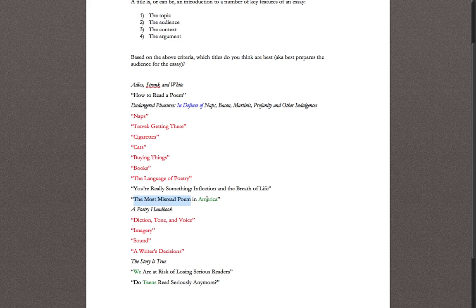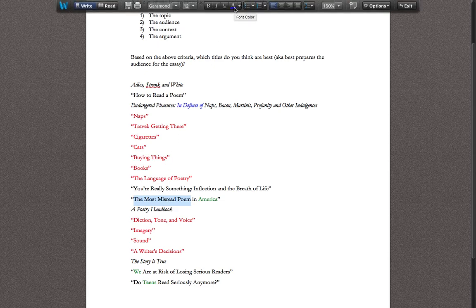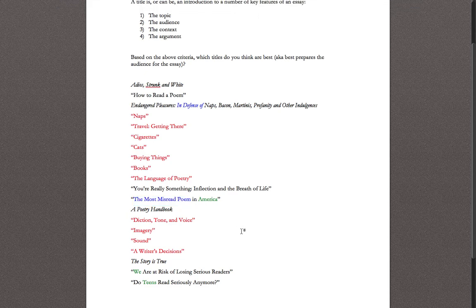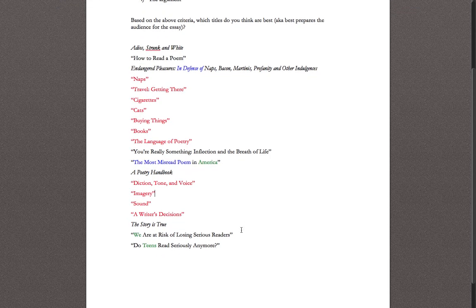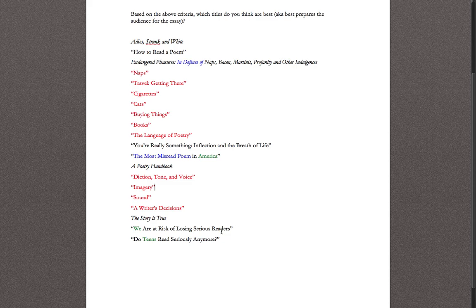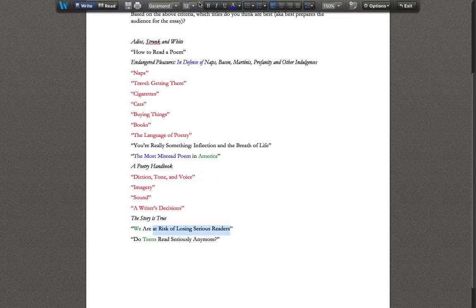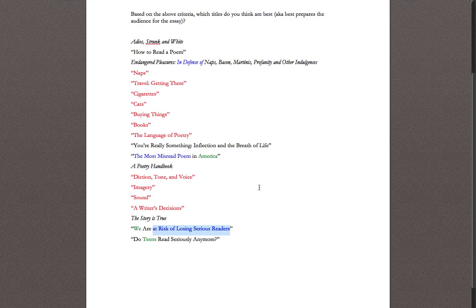In America, I don't think we can say that America or Americans in general are the audience, maybe a broad audience. So I'll keep it there, American audience, because it's in America where this poem's being misread. But the context is clear, the problem is clear, the most misread. At risk of losing serious readers, that is the context or the problem.